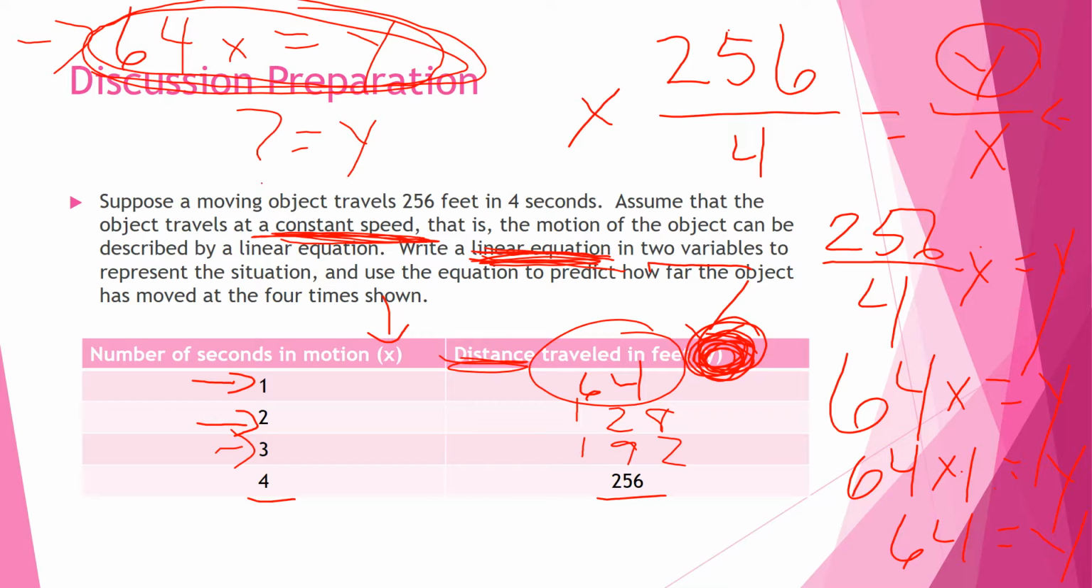So 64 is our constant rate. 64x equals y. This is our equation. So put in your x's to get what y equals over here. So go ahead and pause it and do those equations. So with a constant rate of 64, we know that in 2 seconds, it's going to be 128 feet, then 192 feet.